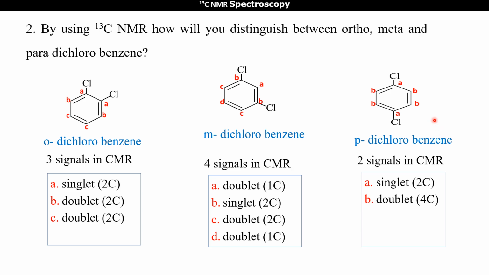In case of para-dichlorobenzene, there are only two sets of carbon atoms, A and B. Therefore, it gives two signals in 13C NMR. A type of carbon gives singlet, B type of carbon gives doublet in the spectra. Thus, ortho-dichlorobenzene, meta-dichlorobenzene and para-dichlorobenzene can be distinguished with the help of 13C NMR. Ortho-dichlorobenzene gives three signals, meta-dichlorobenzene gives four signals, while para-dichlorobenzene gives two signals in CMR.